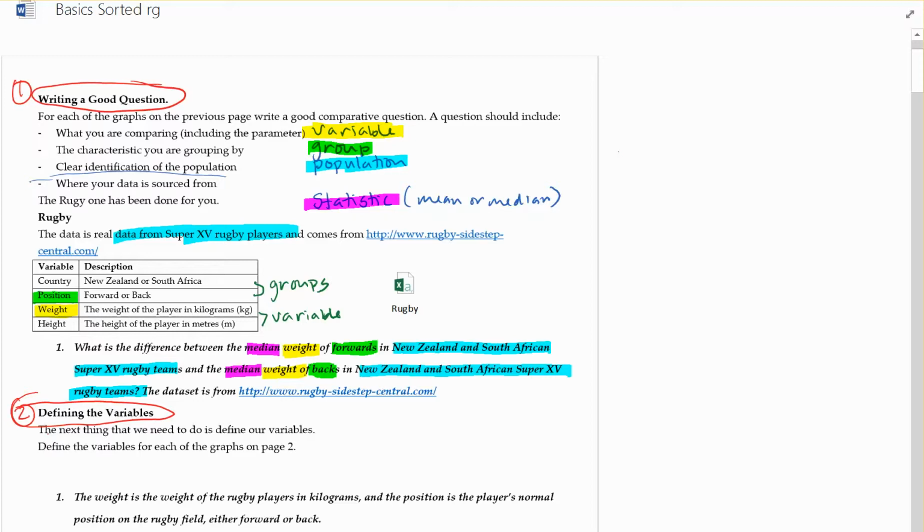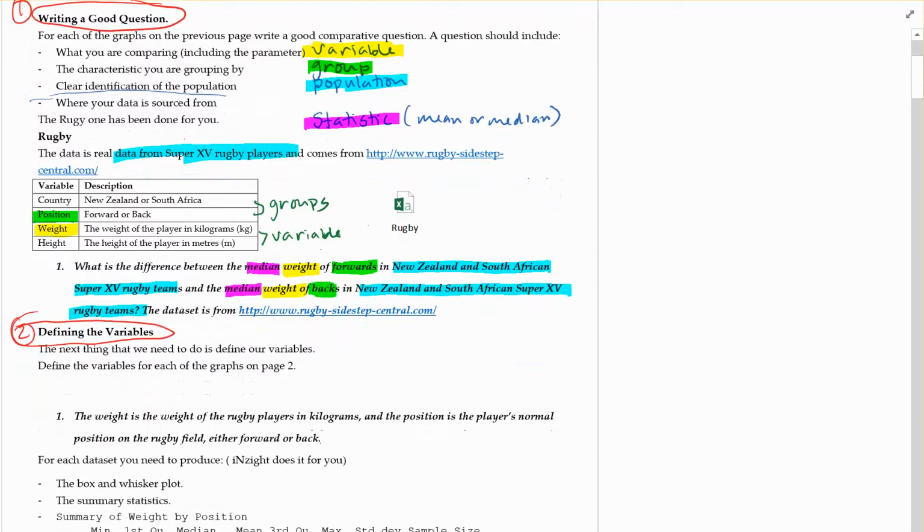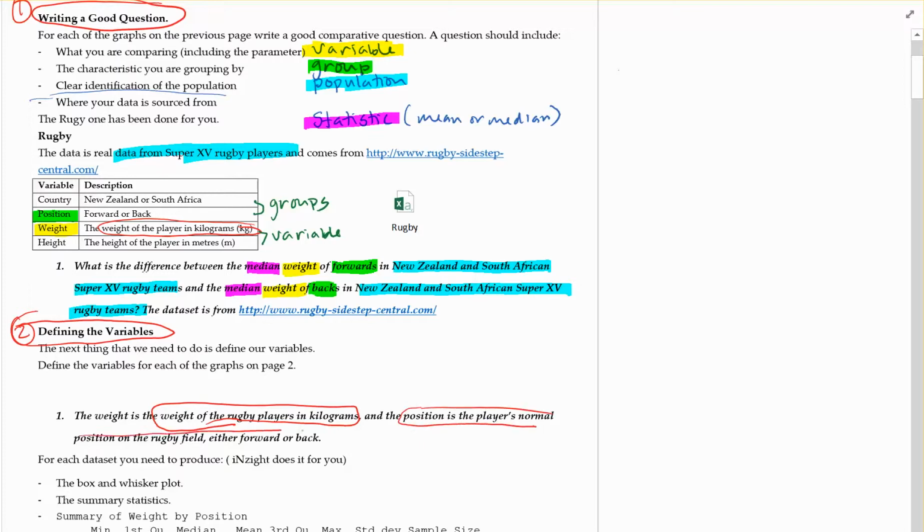So if we're going to compare the weights here, then let's think about what weight is. So to define our variables, we might say the weight, which is what we're measuring, is the weight of rugby players in kilograms, and so I'm defining what that is, raw weight of rugby players in kilograms, and that is in fact coming out of the information here. And the position, because that's the other thing we're using, is the player's normal position on the rugby field, either forward or back. So we've defined both the variable and the groups here.